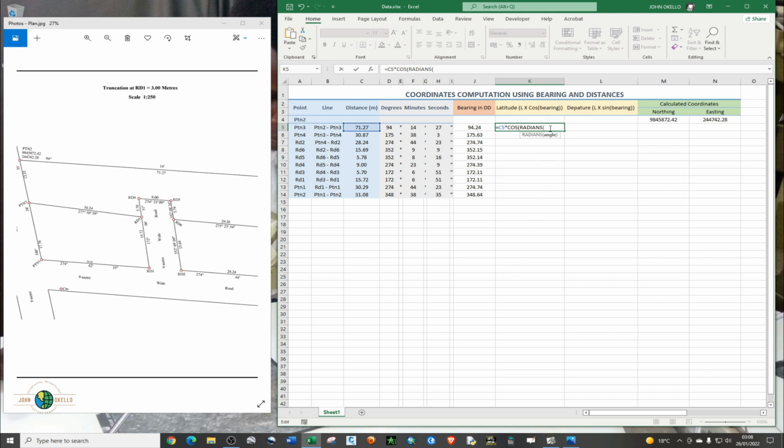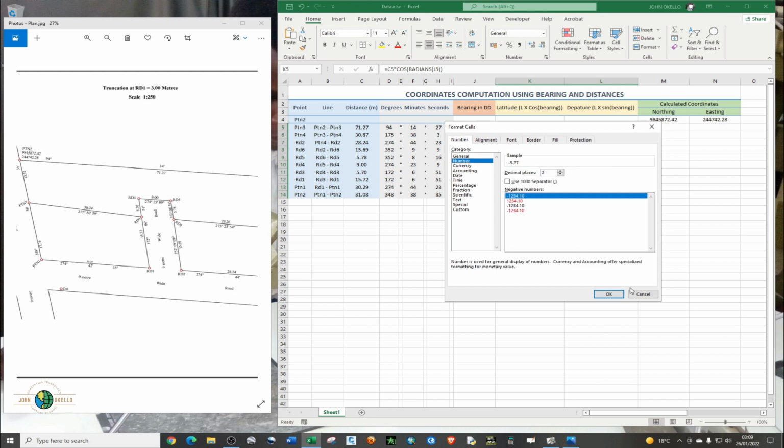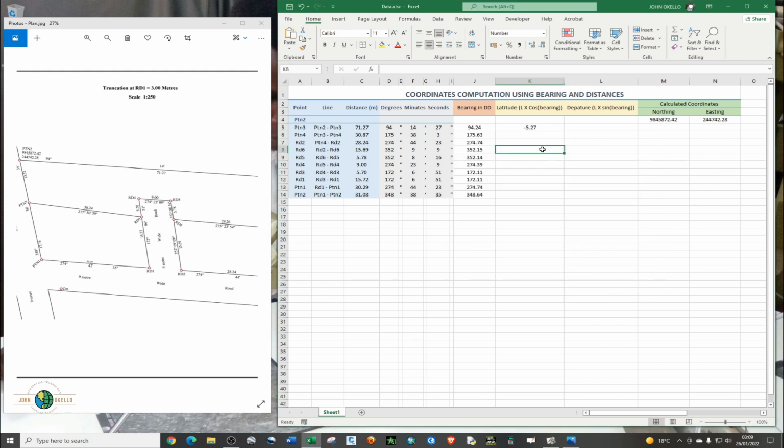So that's a radian, and then insert a bearing that is in decimal degrees, that is 94.24 degrees. Then you properly close the formula, hit enter. Now let me just format this into 2 decimal places.